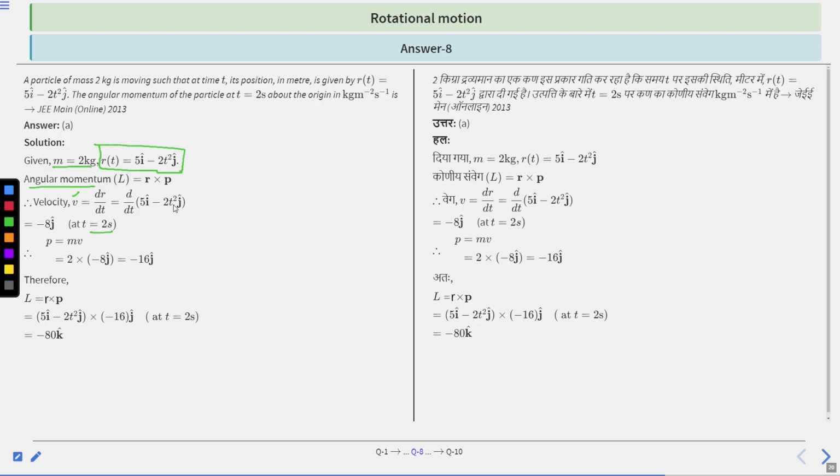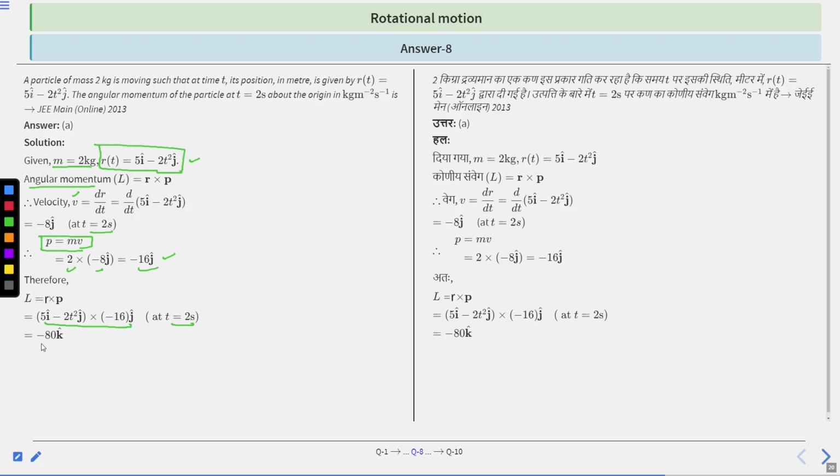Because r is 5 i cap minus 2 t square j cap, and p equal to mass into velocity. So mass is 2 kg and velocity is minus 8 j cap. Multiply both, p equal to minus 16 j cap. Therefore L equal to r cross p. So r is this one, which is given in this question, and p is this. So cross multiply r and p at t equal to 2 second.